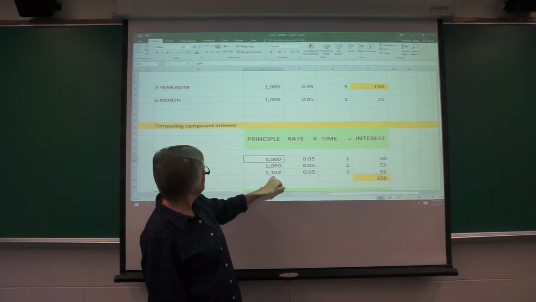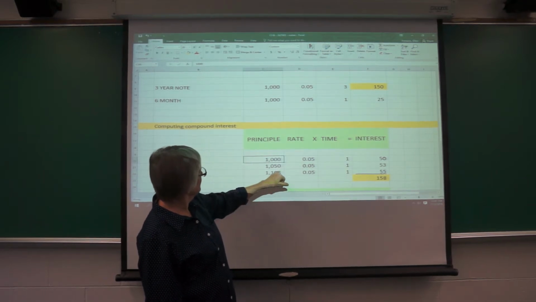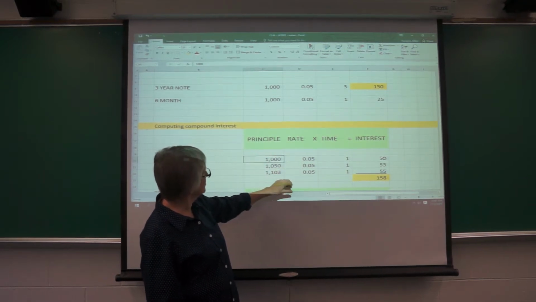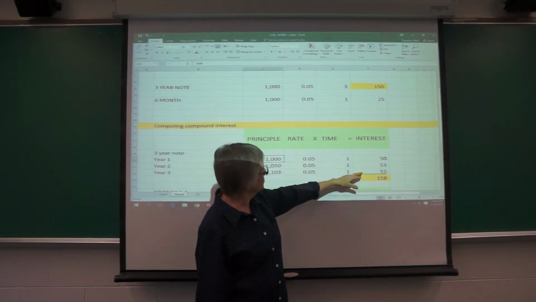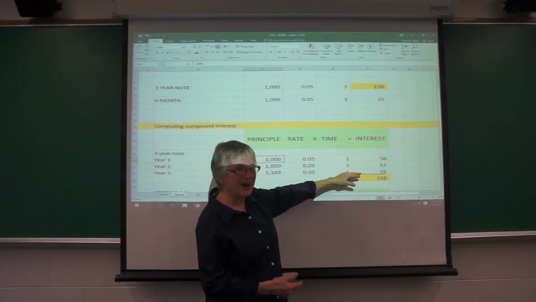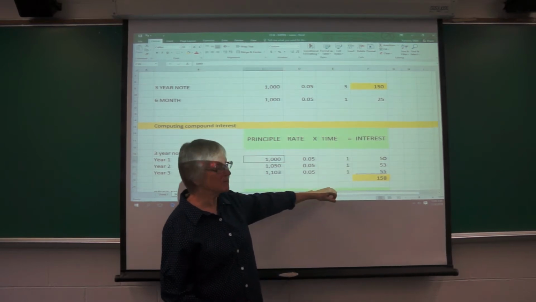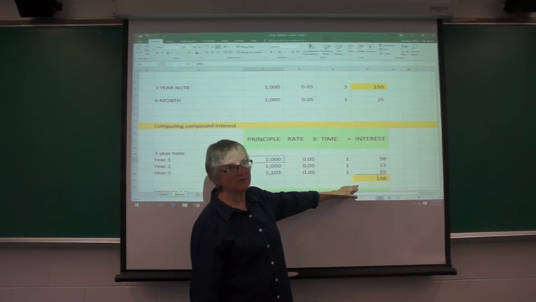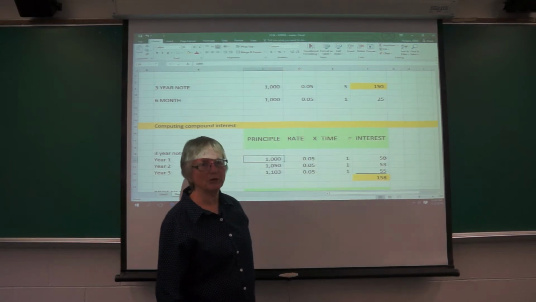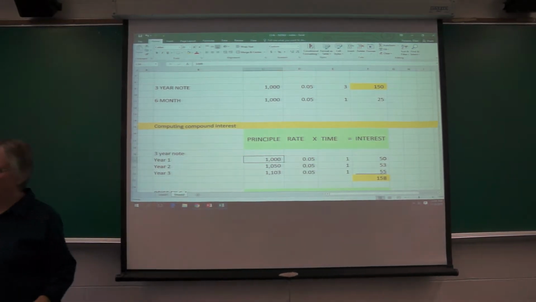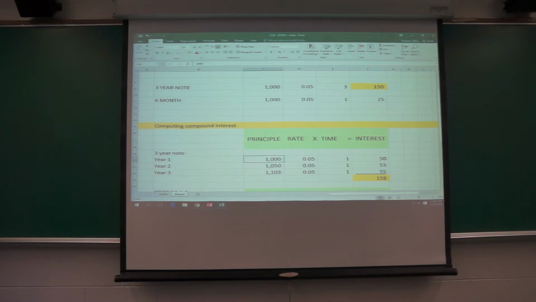Now you get up to year 3, where you're compounding the interest. Your interest is going to be a little bit higher. So you can see with compound interest, borrowing the same amount, he's going to be repaying you $158 as opposed to $150. Okay, so that's the nature of compound interest.